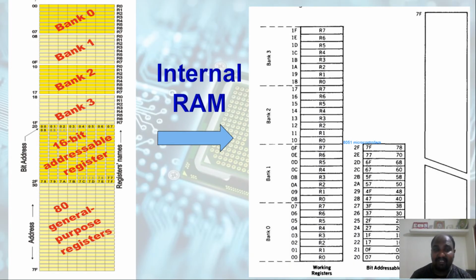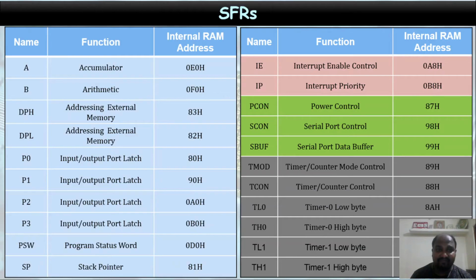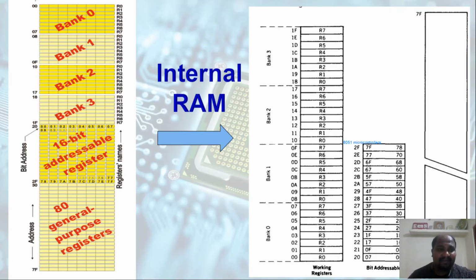So this is the internal RAM structure. So here the first is the working registers. Each bank will be of 8 bits, and there will be 4 register banks, that is register bank 0, register bank 1, register bank 2, and register bank 3, each starting from R0 to R7. Similarly, all the 4 register banks will have the R0 to R7 registers.